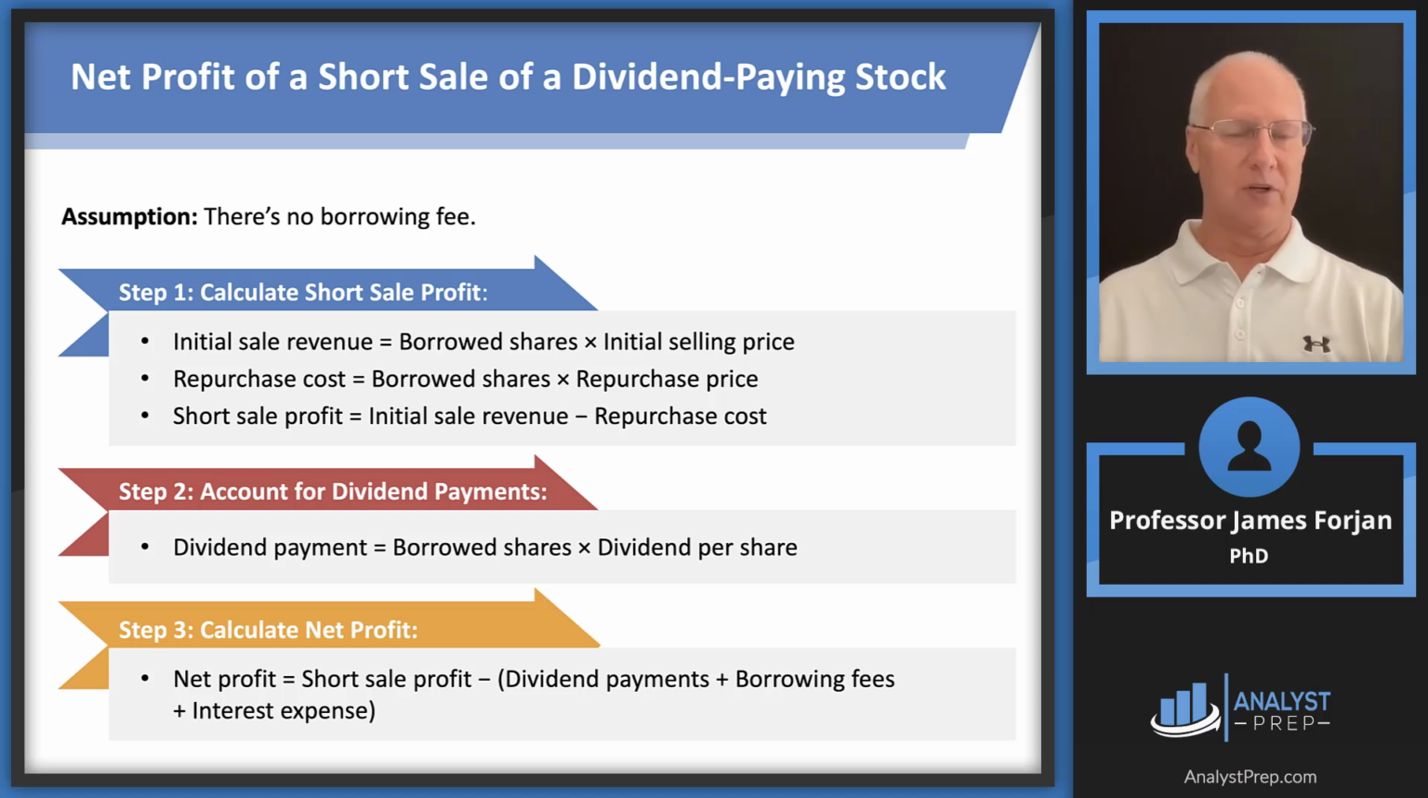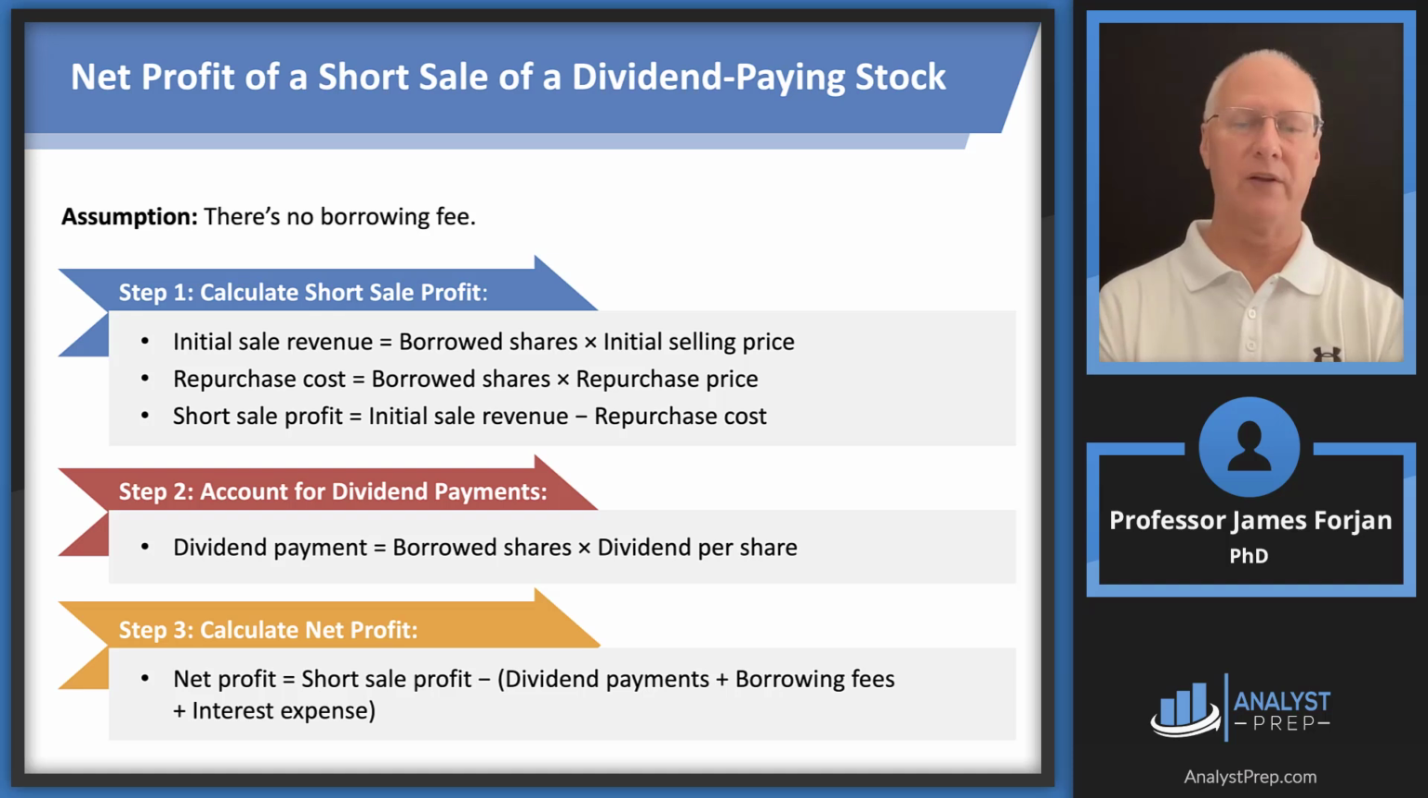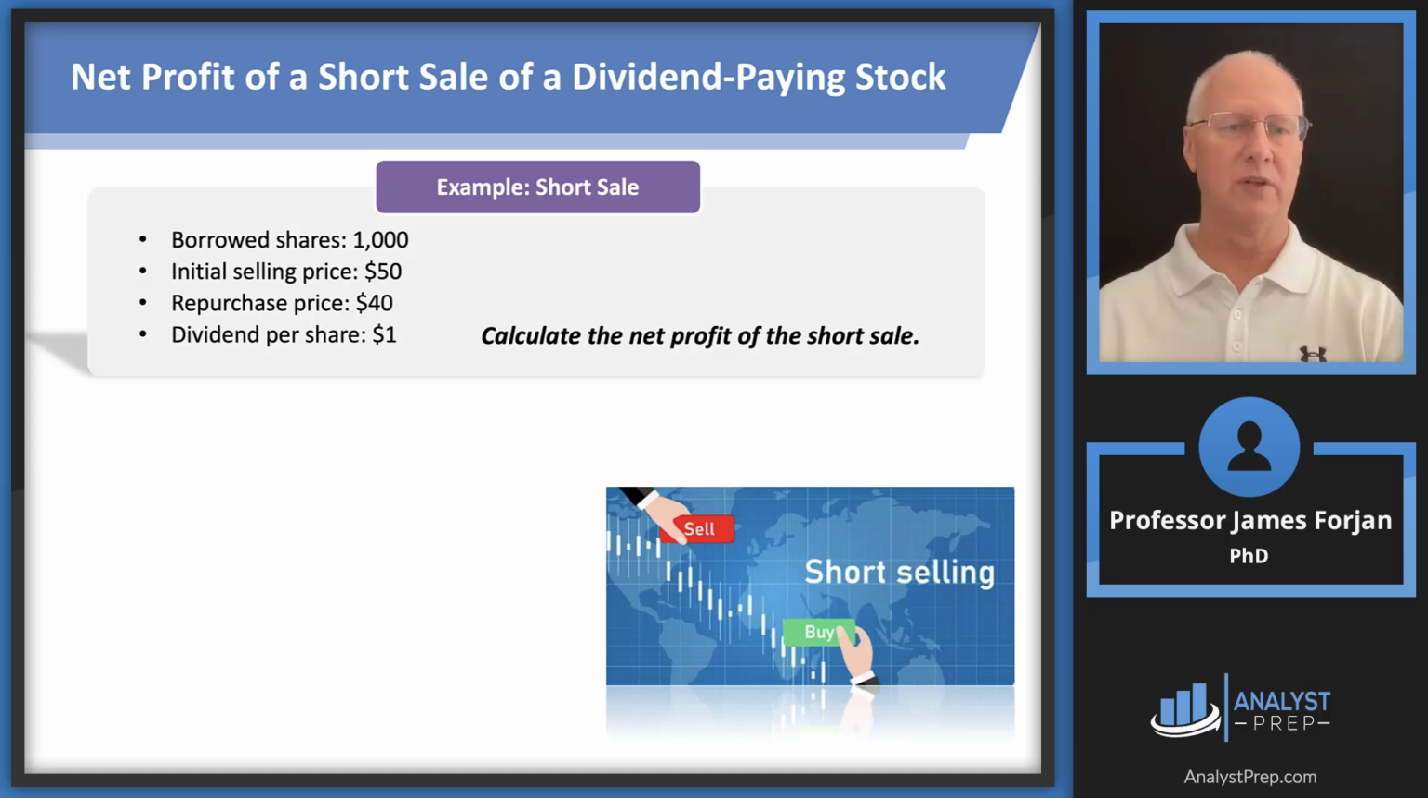So look down at the bottom. There's a good formula to remember. Short sale profit minus dividends and any borrowing fees and any interest expense. A lot of times in these professional exams, the test creators just assume borrowing fees are zero and that there is no interest expense. But if there is, you could easily calculate it.